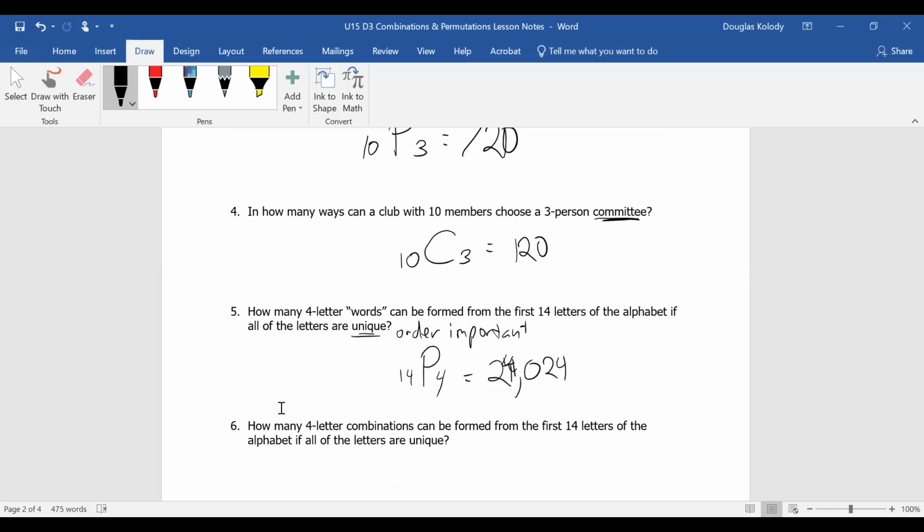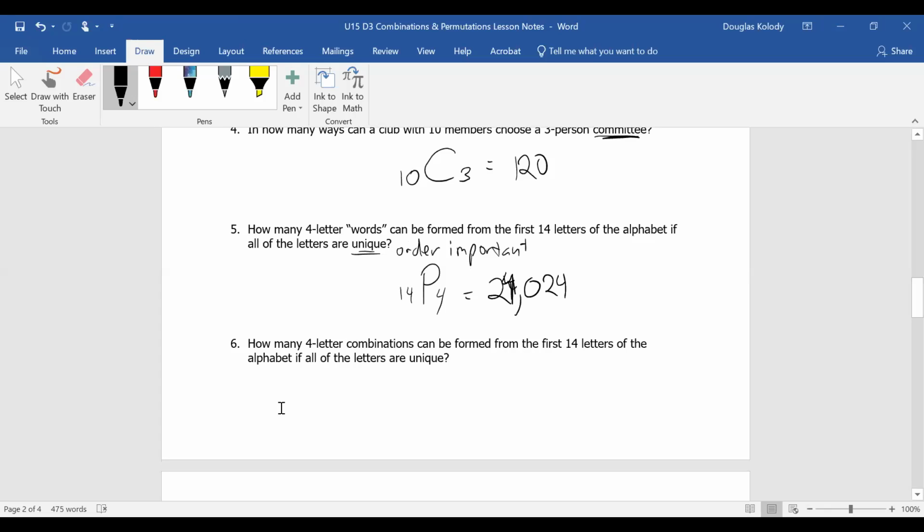Okay, number 6, how many 4-letter combinations, oh my gosh, I'm just giving it to you right in the word problem, can be formed from the first 14 letters? That's 14C4. So that's 1,001 possible combinations. Are you getting the hang of this? Is this starting to make a little bit more sense to you?